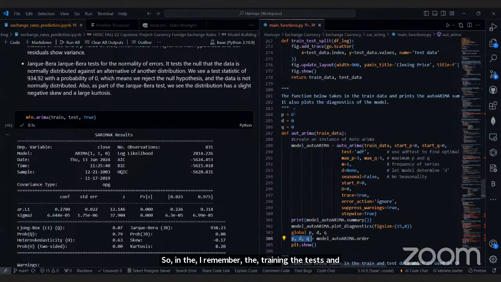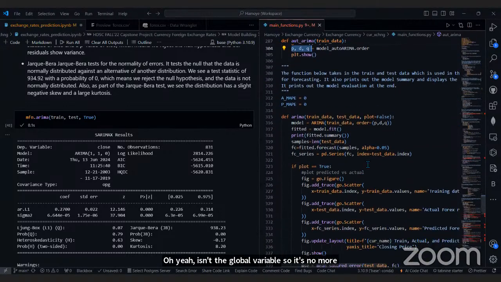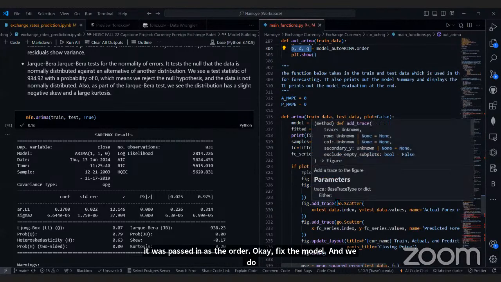So it's no more holding 0, 1, 1. It's holding 1, 1, 0. So it was passed in as the order. Fit the model and we do the forecasting. Turn it into a series and then we visualize it.